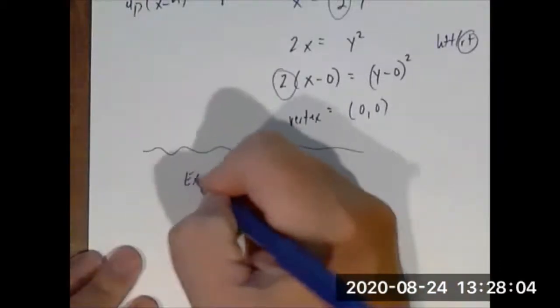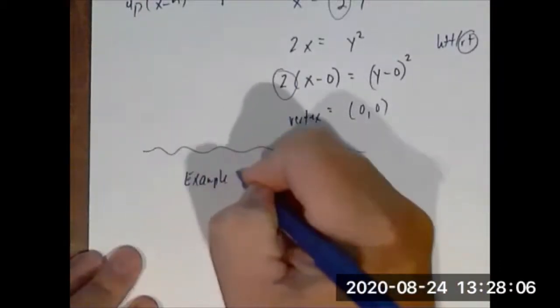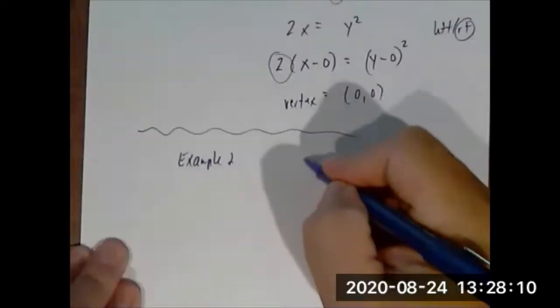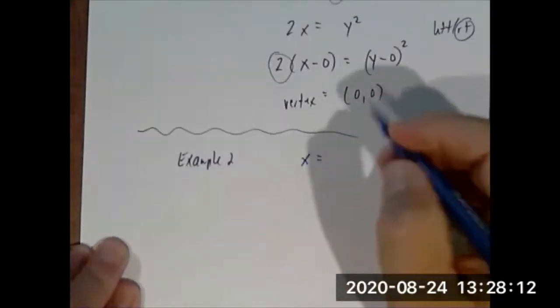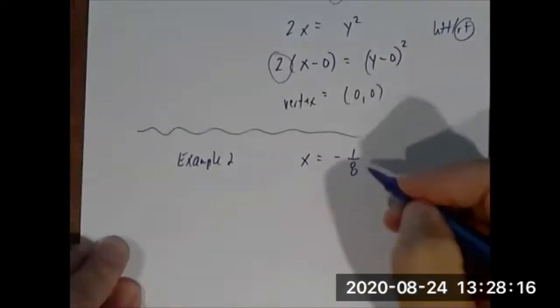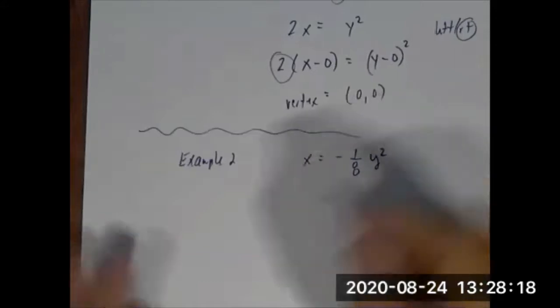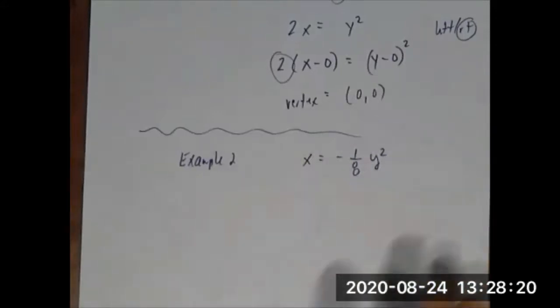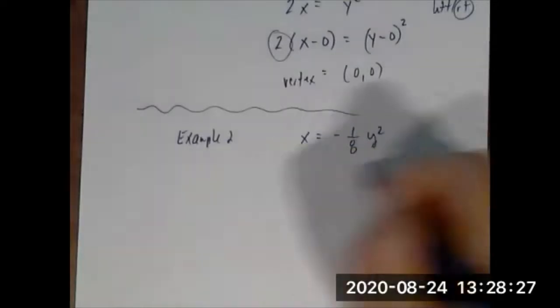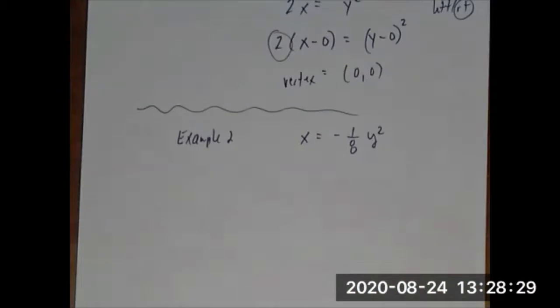So this would be example 2. Here's the equation we're given: x equals -1/8 y squared. So we want to find the vertex, the focus, the directrix, and then make a rough sketch of the graph of this parabola.